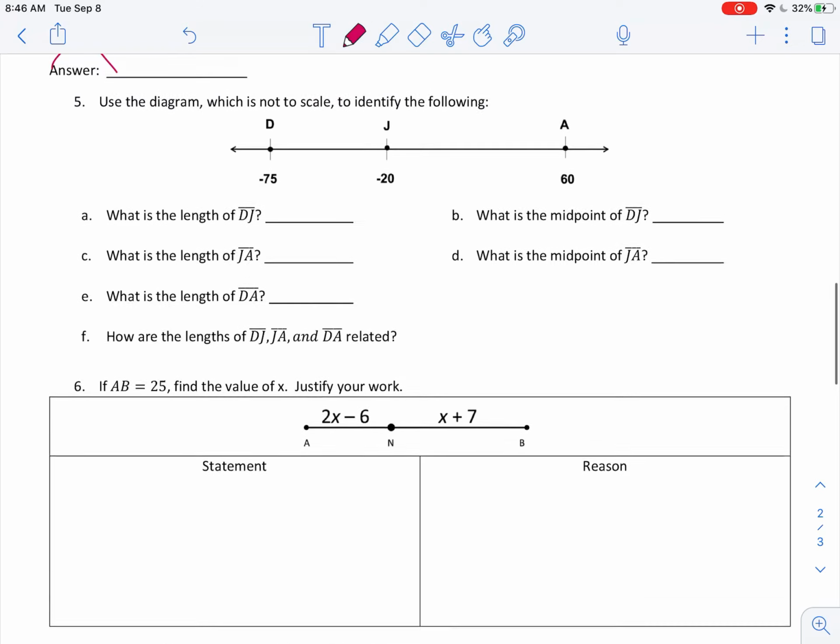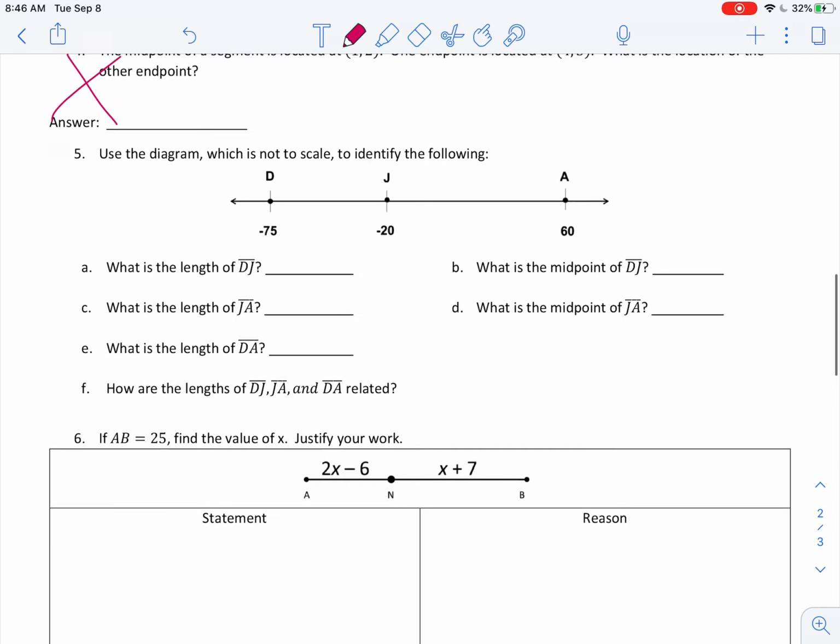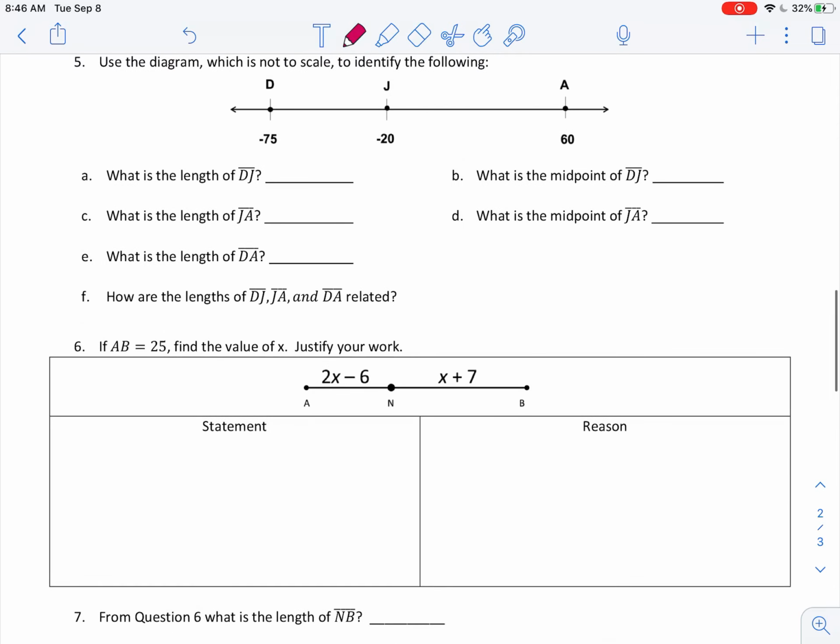So for 5A, since we're skipping number 4, I want the length of segment DJ. So from here to here, I want to know how long this segment is. If you remember from our distance formula, you take your x coordinates and you subtract them. You take your y coordinates and you subtract them. So that's what I'm going to do here. I'm going to take where point D is, and I'm going to subtract where point J is.